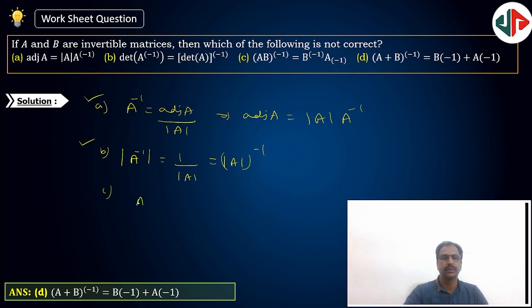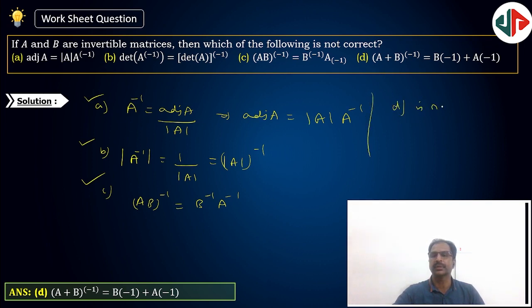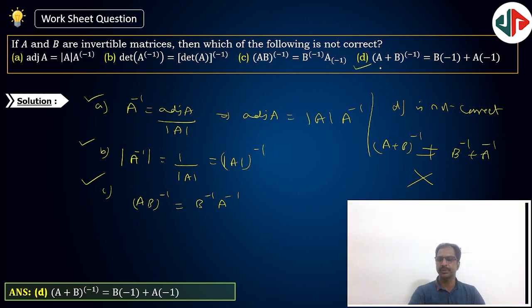Next, third, that is AB whole inverse. We know that AB whole inverse is B inverse into A inverse. So third option is also correct. So which one of the following is not correct? Fourth option. This is not correct. Because A plus B whole inverse is not equal to B inverse plus A inverse. There is no such property. So which of the following is not correct? It's option D.